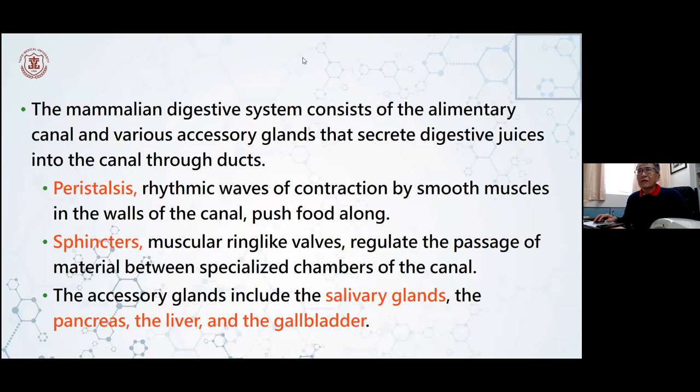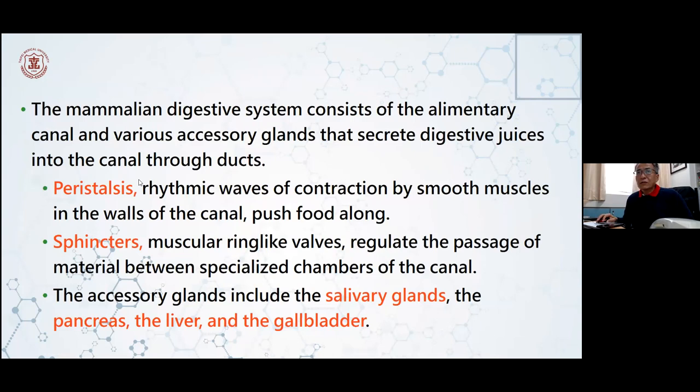So the following, I want to introduce the mammalia. Mammalia, like the human, is the highest level of the animals. The mammalia digestive systems consist of the alimentary canal and the various accessory glands, which secrete the digestive enzymes into the canal through the ducts.